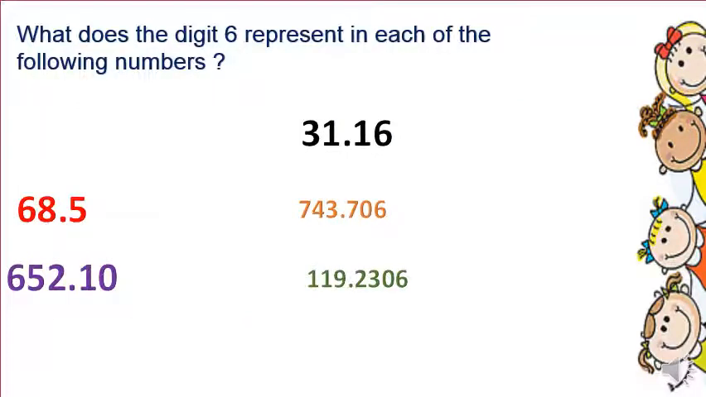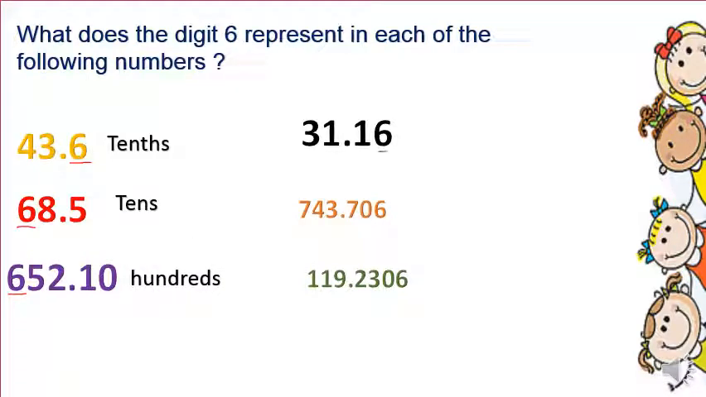Let's make an application. What does the digit 6 represent in each of the following numbers? Now let's look at each number. What does this 6 represent? This 6 represents the first digit in the decimal part, so it's the tenth. Look at this one. This 6 is in the whole part. So this is ones, this is tens. Look at this 6 in the whole part. This is ones, tens, this is hundreds.